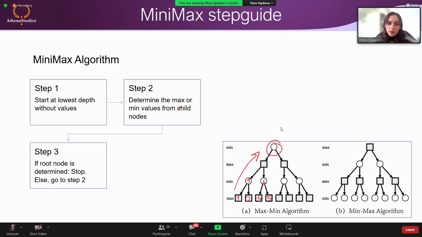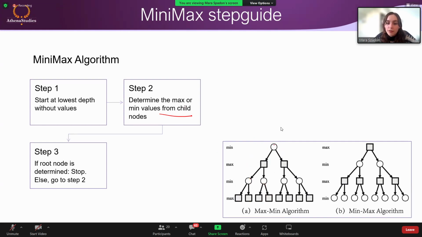I feel like this should be parent, actually. Oh, from the child node. Oh yeah, sorry. From the child node, you determine the value for the parent node. And then once you reach the root node, the final value is determined, and then you stop.